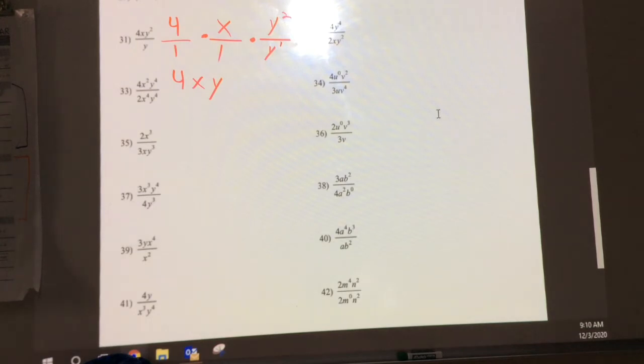Stone, what's that? For your answer, you know how you got 4xy? Would you put a 1 below it for like a fraction? You could if you wanted, but anything divided by 1 doesn't change the value. So there's no need to. But if you wanted to, you could. Okay. We're good there? Yes, sir. All right, let's go to 32.